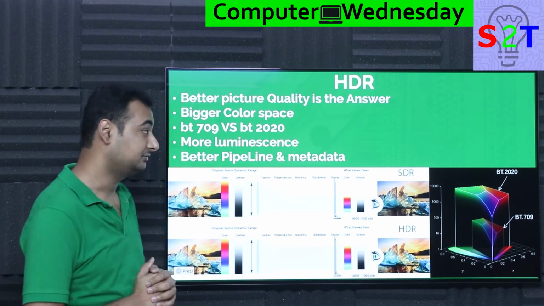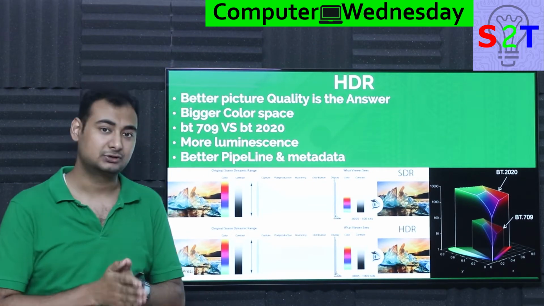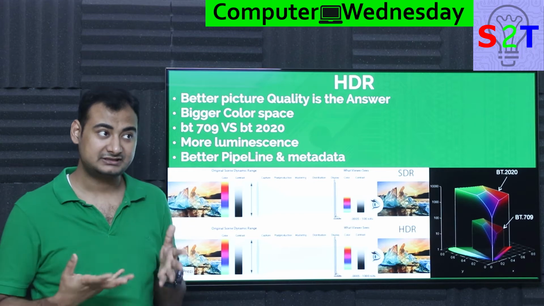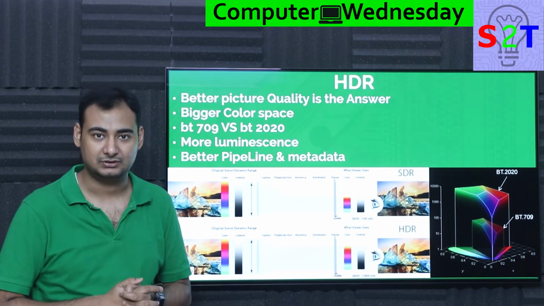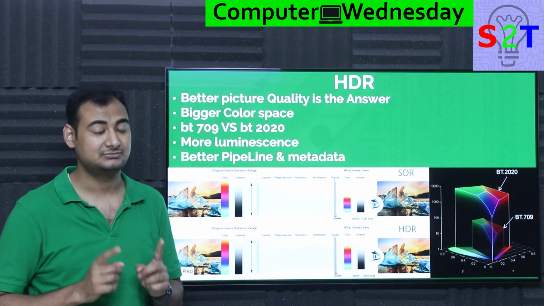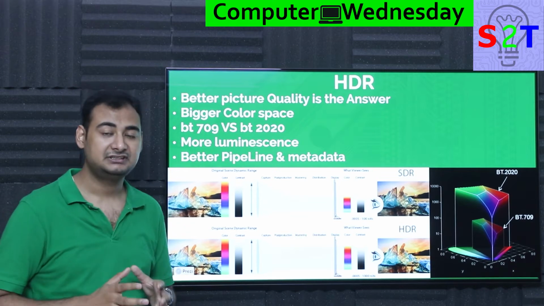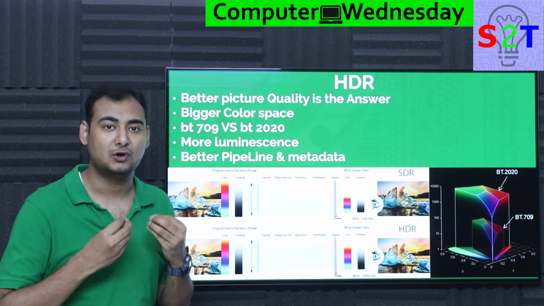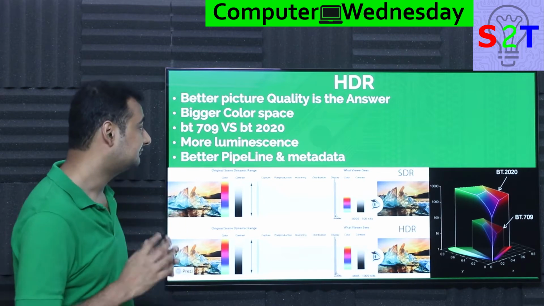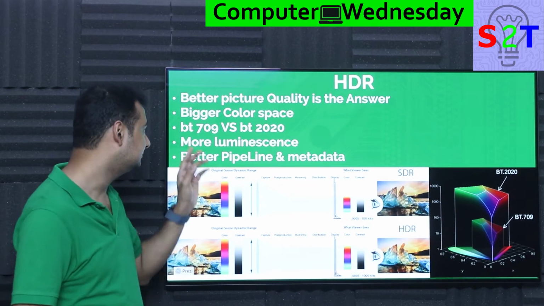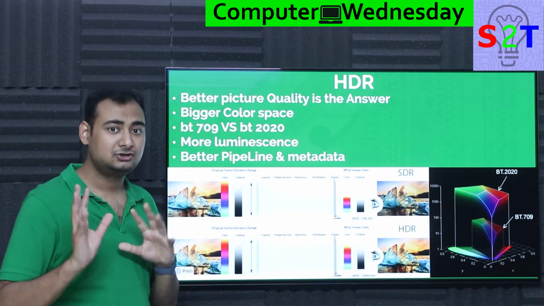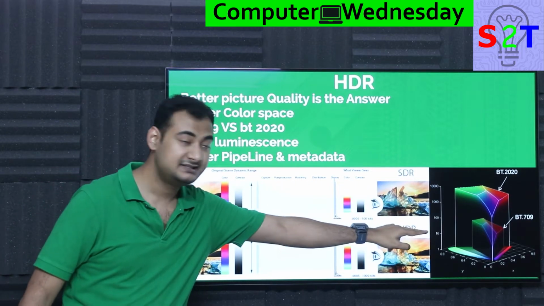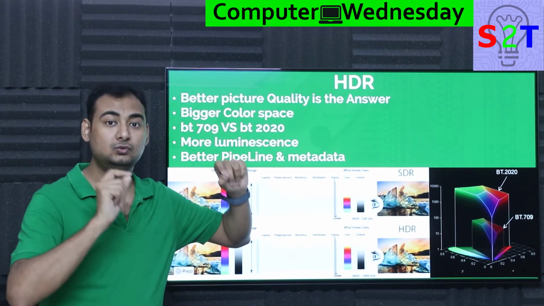So HDR was introduced. Now the HDR idea was very simple. 4K came a bit early, and you could still find a lot of basically 4K displays in the market that are cheap, that do not have HDR. Now the idea with HDR is that instead of just increasing the resolution, what if we improve the quality of the image? So that was the whole point. So the first thing they started to develop was a bigger color space. Now there are two major color spaces, that is BT709 and BT2100.